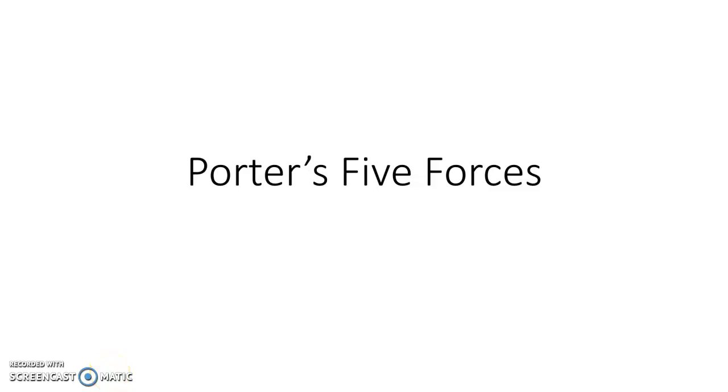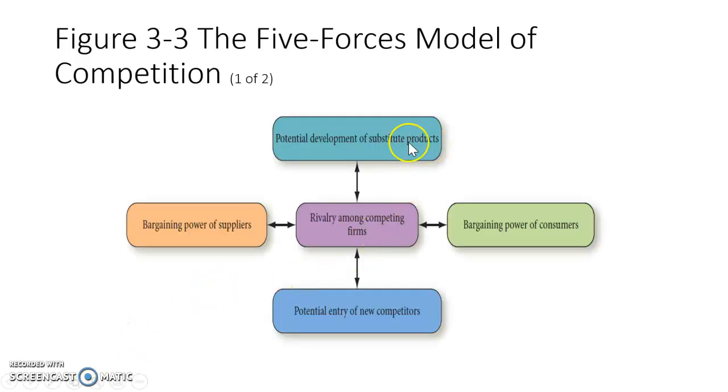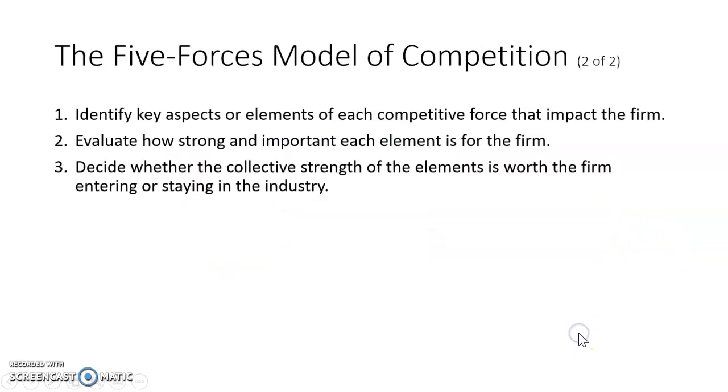In this mini lecture, we're going to be looking at Porter's 5 forces. So Porter's 5 forces looks at the 5 forces that have the biggest impact on an industry. And so when we look at Porter's 5 forces, we're really looking at this from an industry perspective. And those 5 forces include rivalry among competing firms, potential entry of new competitors, potential development of substitute products, bargaining power of suppliers, and bargaining power of consumers.